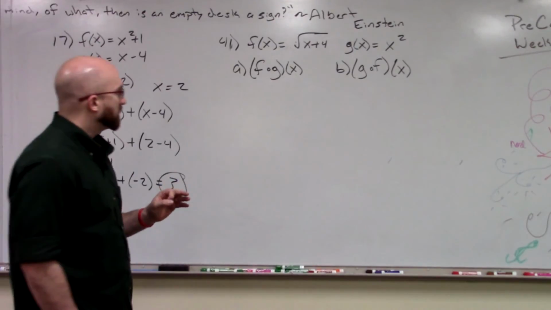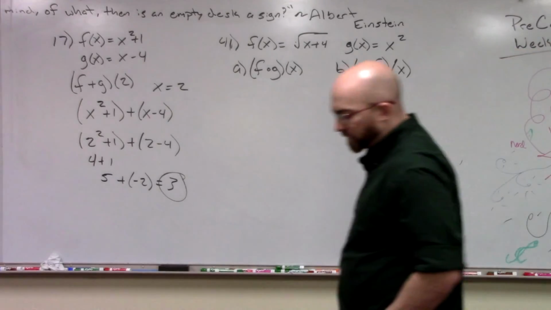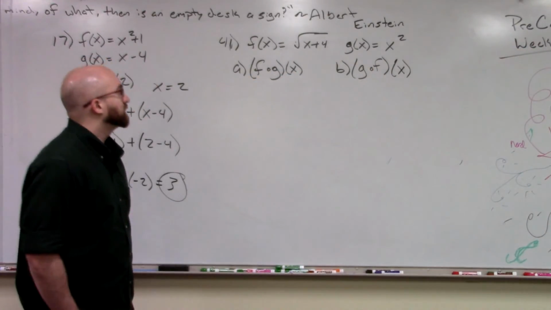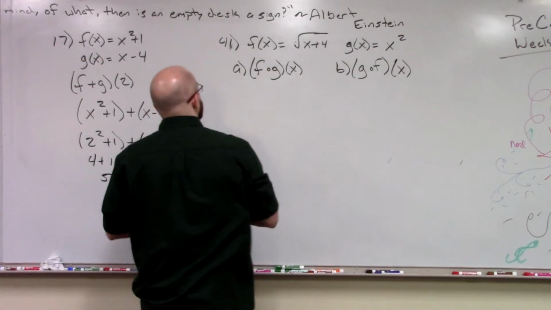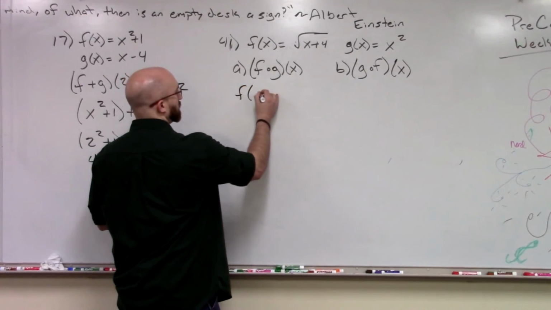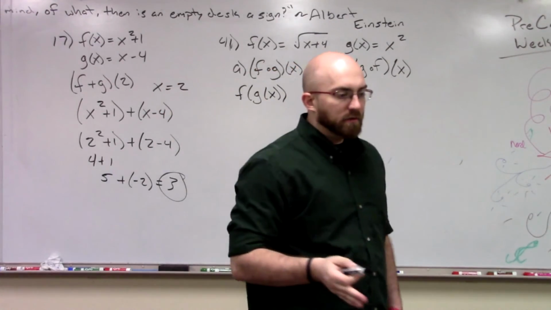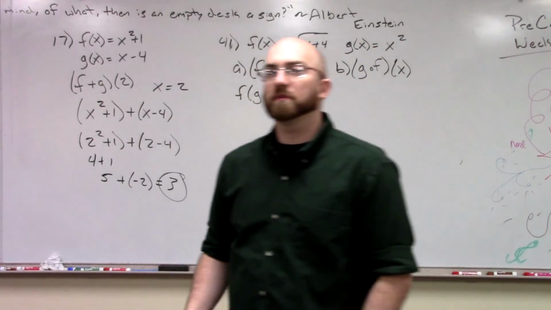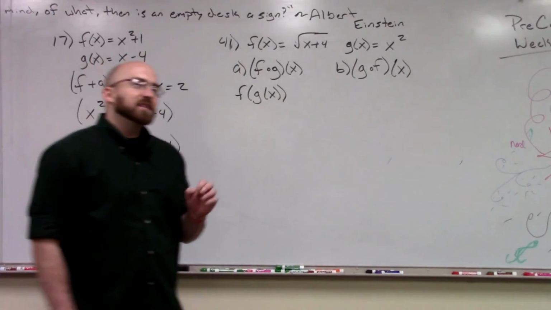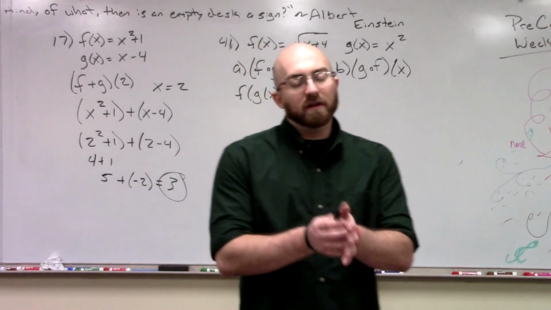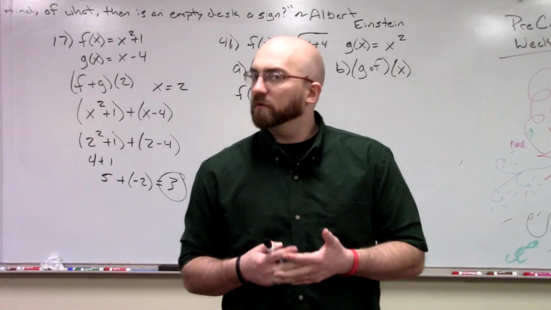Now, 41 deals with the composition of function. And we have f of x equals the square root of x plus 4, and g of x equals x squared. Part A wants us to do f of g of x. So it says f of g, which means f of g of x. So we've gone through before in previous sections, we've plugged in numbers. We say f of 2. We plug 2 in for all the x's and get a value. So nothing's changed here in terms of that concept. We're plugging something into x and getting a value or getting another equation.